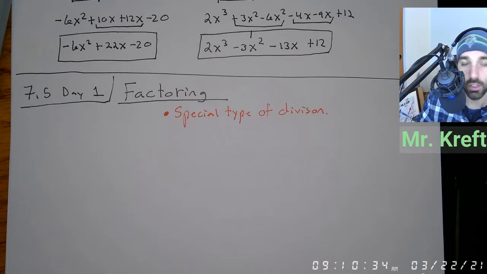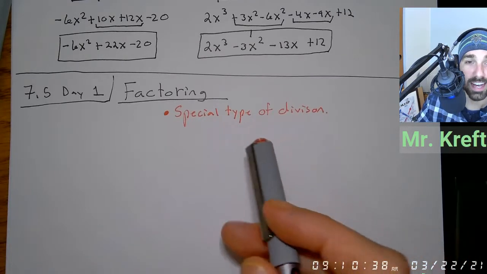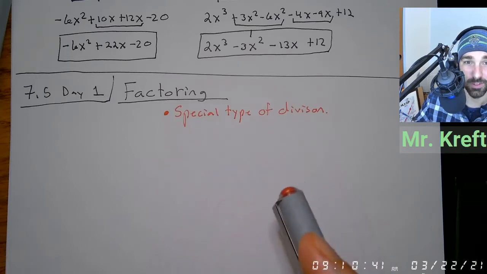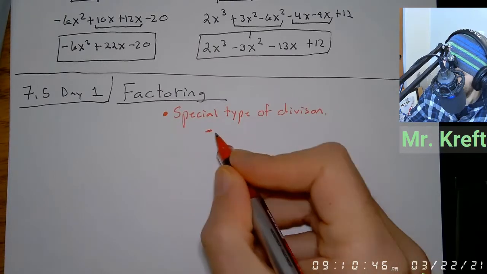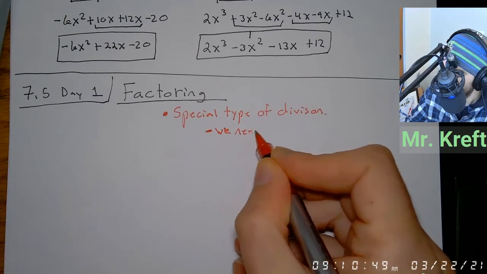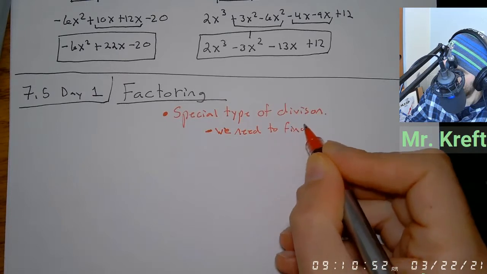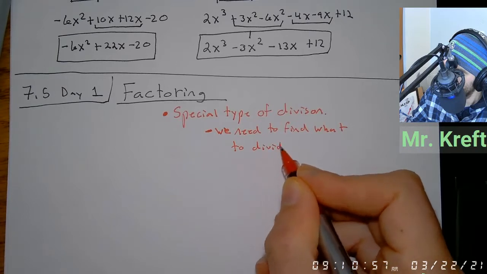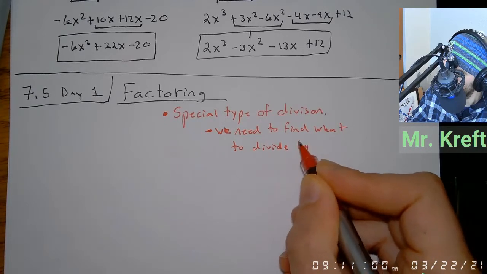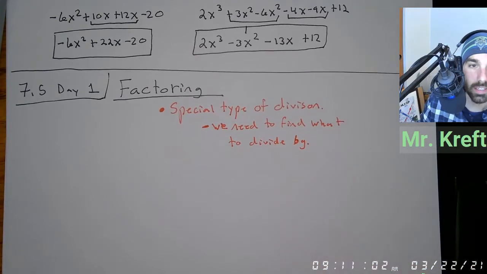You guys know how to divide. So what makes this special is that we have to figure out what we're dividing by. Okay? So it's a special type of division where we need to find what to divide by. Okay, so that's what makes it special. They're not like, hey, divide everything by 3. We have to find out what we want to divide by. Okay, and that's what makes it special.